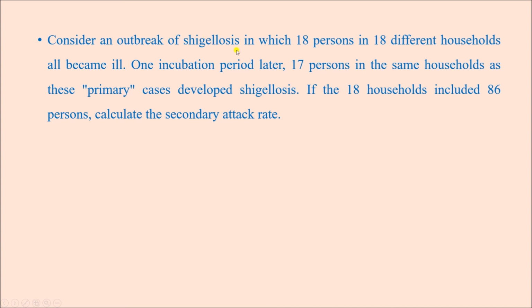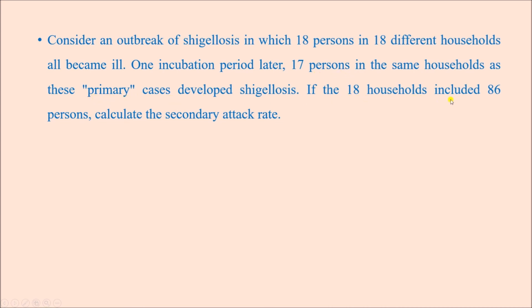Consider an outbreak of shigellosis in which 18 persons in 18 different households or families all become ill. So there are 18 families, and in each family there is one person. So a total of 18 persons become ill. One incubation period later, 17 persons in the same households as the primary cases developed shigellosis. So this means these 17 people who developed the disease later belong to the same household as the primary cases. So they got infected from the primary cases only.